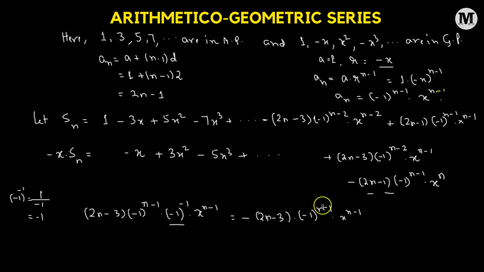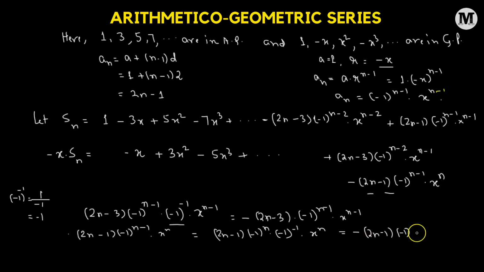This can also be done to the last term as well. So here in the last term we have (2n minus 1) multiplied by negative 1 raised to the power of n minus 1 times x raised to the power of n. Here we can rewrite negative 1 raised to the power of n minus 1 as negative 1 raised to the power of n multiplied by negative 1 raised to the power of negative 1, such that this now gives us negative (2n minus 1) multiplied by negative 1 raised to the power of n times x raised to the power of n. And we're going to substitute these two values in the place of the second term and the last term.